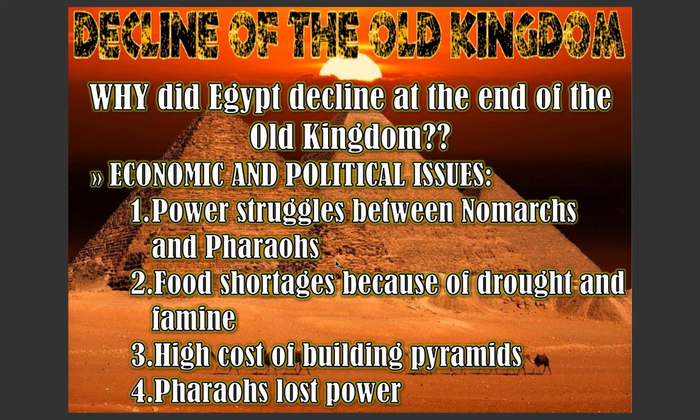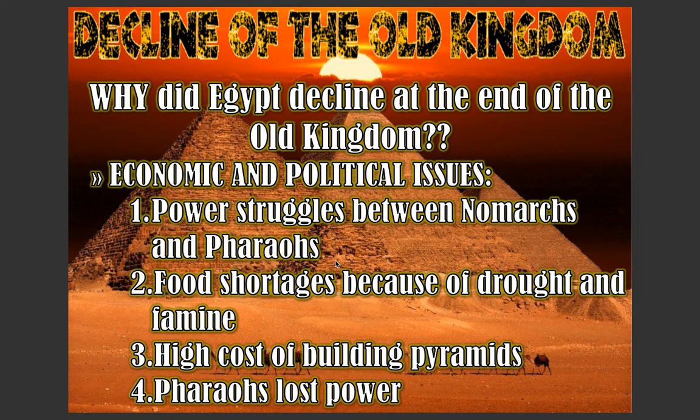So eventually the nomarchs stopped complying with the pharaohs and the pharaoh's wishes. They started to kind of go against the pharaohs, and that would eventually lead to an uprising of the nomarchs against the pharaohs. There also were some economic issues.